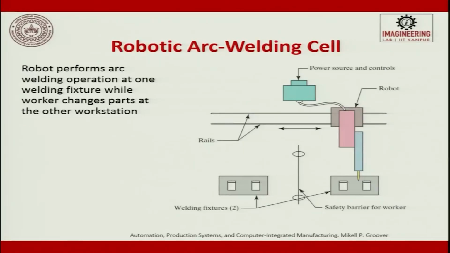So, the robotic arc welding cell is now a common thing which is coming up, which is exhaustively used in the car industry. The robo performs arc welding or spot welding if you want. So, arc welding at one welding fixture, while the worker changes the part at the other. So, it is typically like your CNC machines. In one place the new job is getting loaded, in the other place the operation is going on. By the time the operation is going on, the next job is ready.